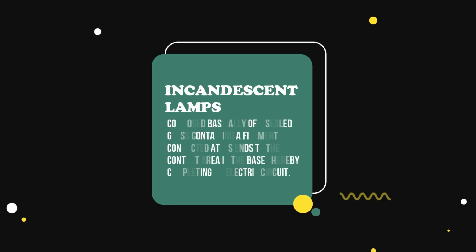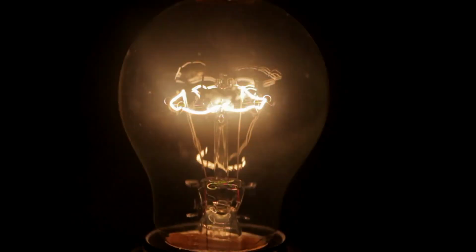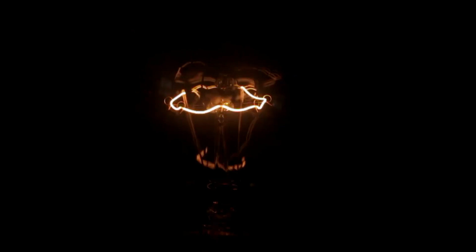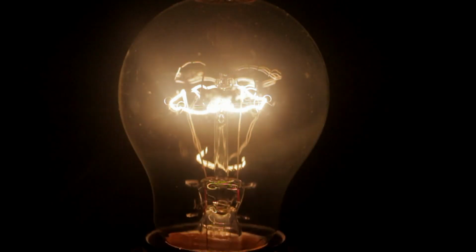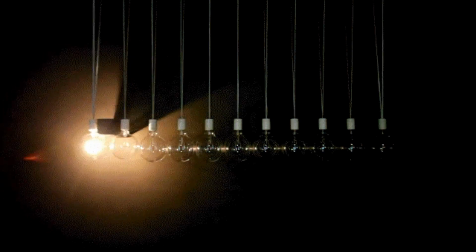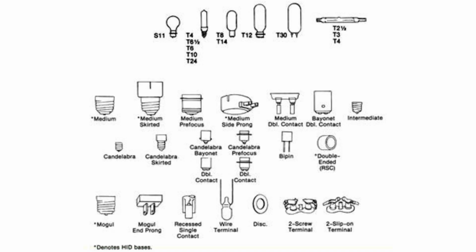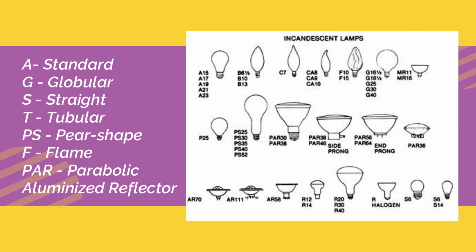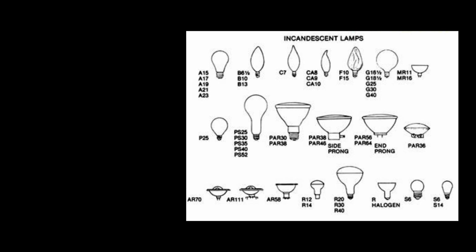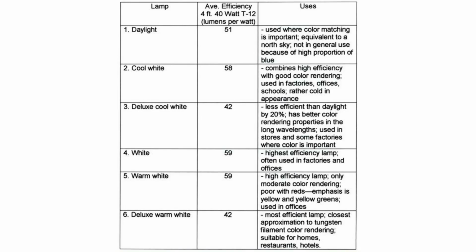Incandescent lamps. It is composed basically of a sealed glass containing a filament connected at its ends to the contact area in the base, thereby completing an electric circuit. The glass envelope comes in a variety of shapes and sizes. Bulb designations consist of a letter to indicate its shape, and a number to indicate the diameter in eighths of an inch. These are the various shapes and their designated letters and numbers. This is a chart indicating the types of incandescent lamps and their following uses.